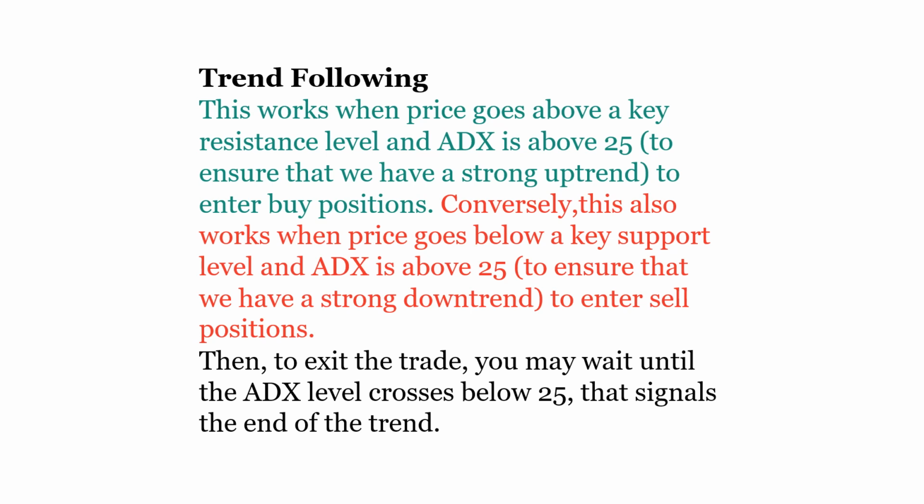A trend following strategy that I would suggest you to use will use support and resistance and breakouts to enter trades. This works when price goes above a key resistance level and ADX is above 25 to ensure that we have a strong uptrend to enter buy positions. Conversely, this also works when price goes below a key support level and ADX is above 25 to ensure that we have a strong downtrend to enter sell positions. And then to exit the trade, you may wait until the ADX level crosses back below 25, signaling the end of the trade.